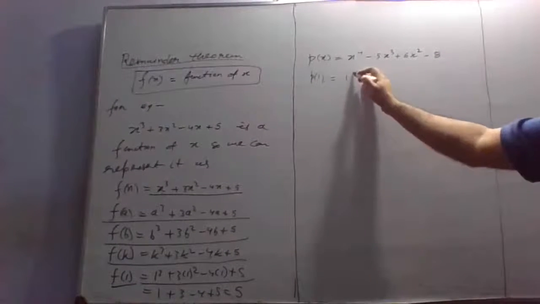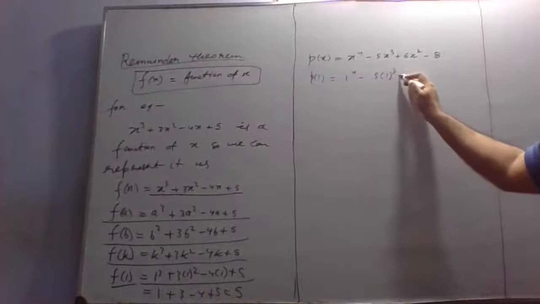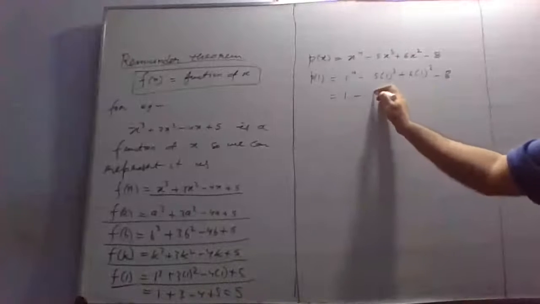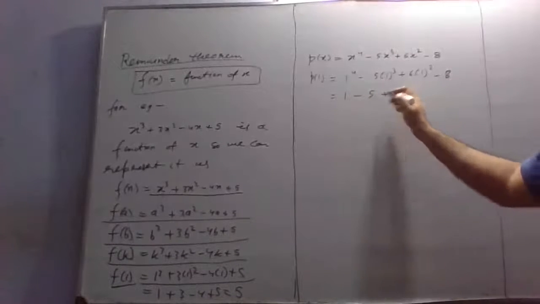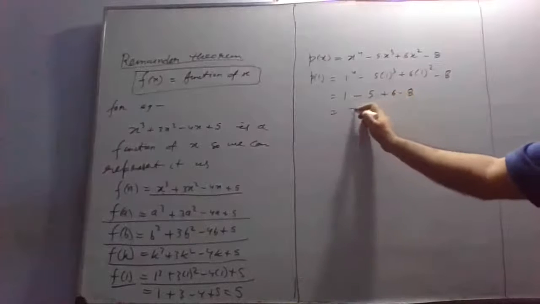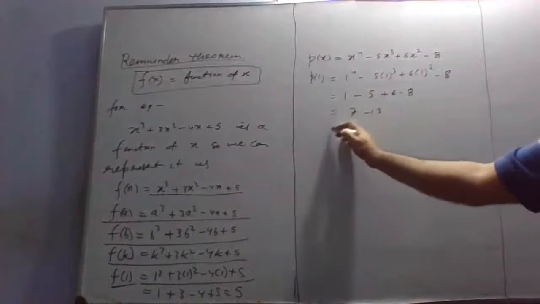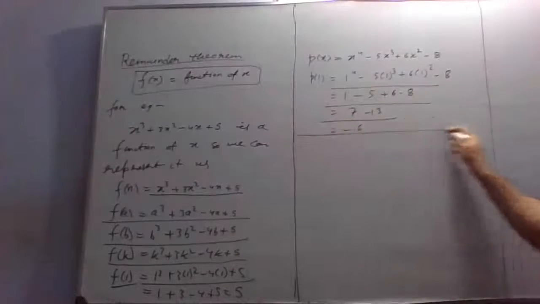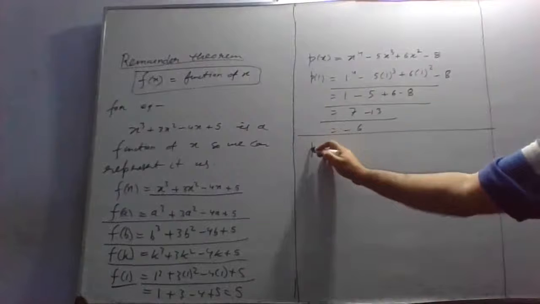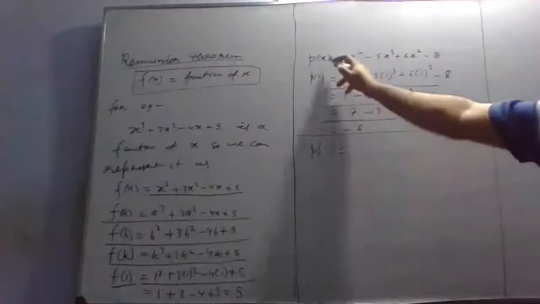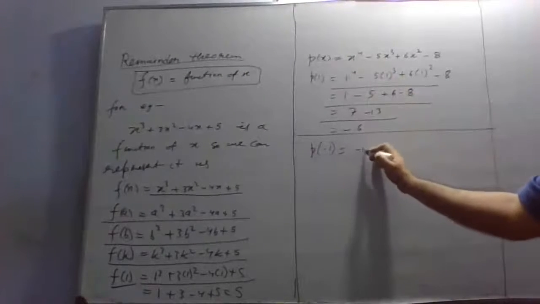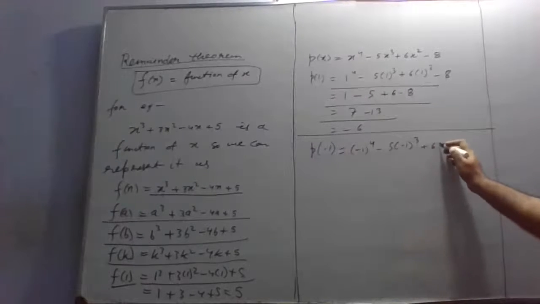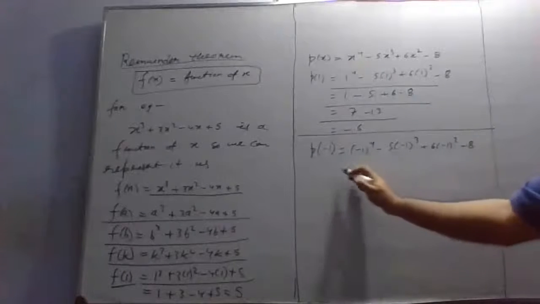So it becomes 1 to the power 4 minus 5 into 1 cube plus 6 into 1 square minus 8. That is 1 minus 5 plus 6 minus 8. So it is 1 plus 6, 7 minus 13 equals minus 6. Okay. In this way, we also can substitute minus 1 in place of x. Then it becomes minus 1 whole to the power 4 minus 5 into minus 1 whole cube plus 6 into minus 1 whole square minus 8.